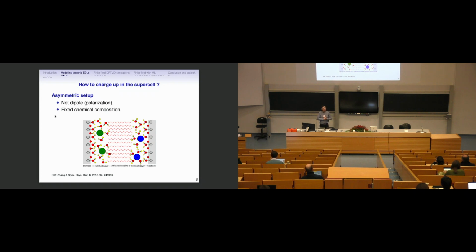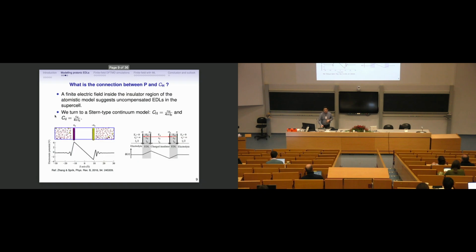And then what happens is that you have these two double layers which point in the same direction, and that creates a nice polarization in the system. So now we have a new observable from the simulation, which is the supercell polarization. So how can this quantity be connected to the Helmholtz capacitance, which is a key parameter describing the structure of your double layer?